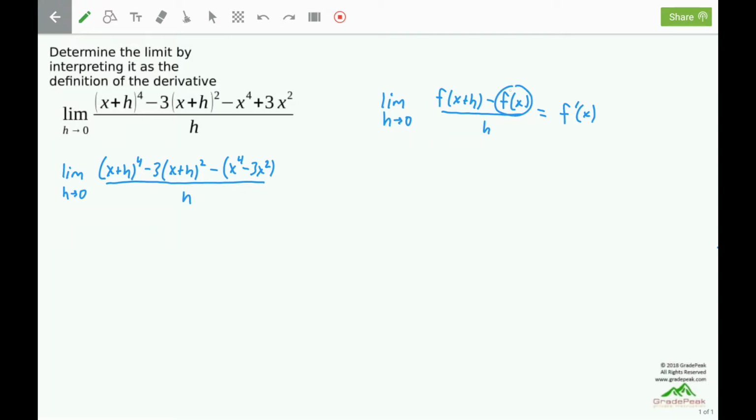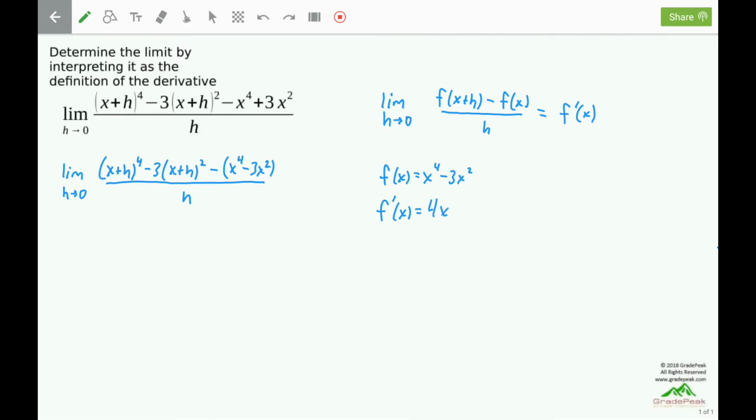The f of x is right here once you have a negative sign factored out if there are multiple terms. So our f of x is x to the fourth minus 3x squared. The result of the limit is the derivative of this, so let's find the derivative, f prime of x.